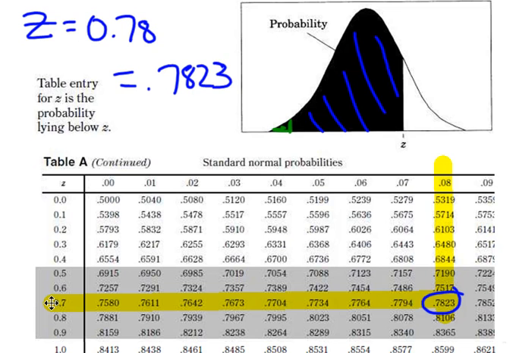So if I simply go the 0.7823 minus the 0.0017 that I got previously, that gives me the area between the two z-scores. So that's the point of this.